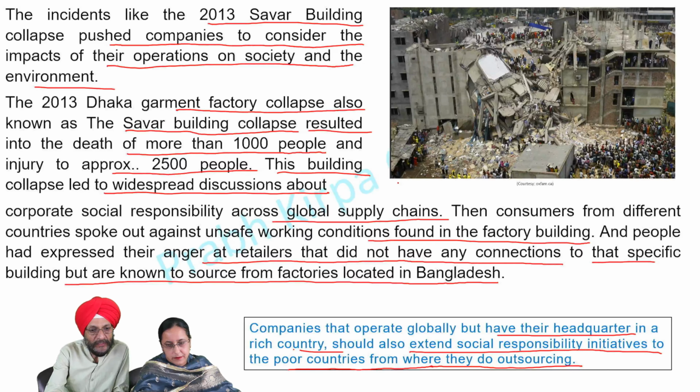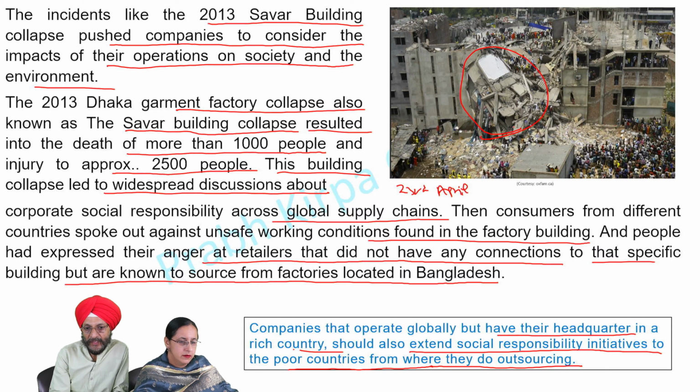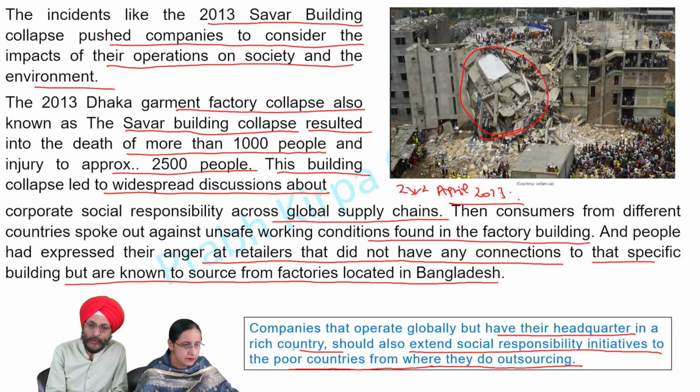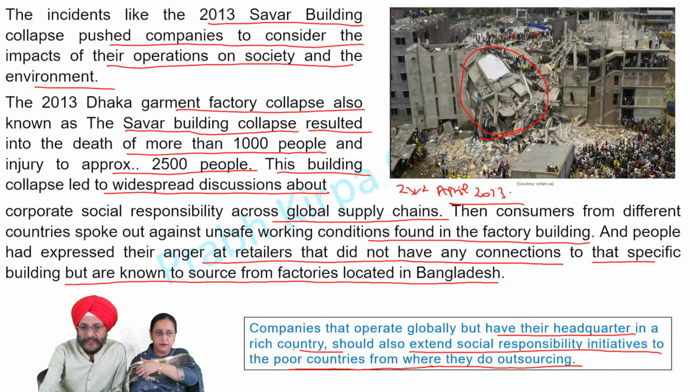In 2013, on 23rd April, there were cracks in the Sawar building. This building is located in Dhaka in Bangladesh. When the cracks appeared, the news was also flashed on the local news channel. The management of the factories had asked the workers to leave the building.